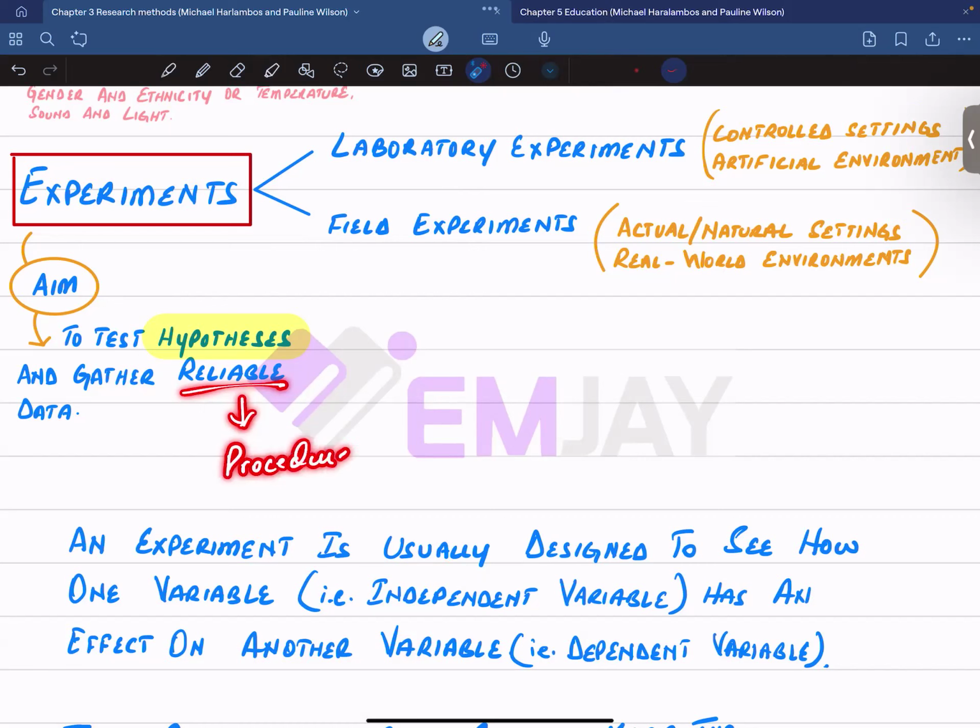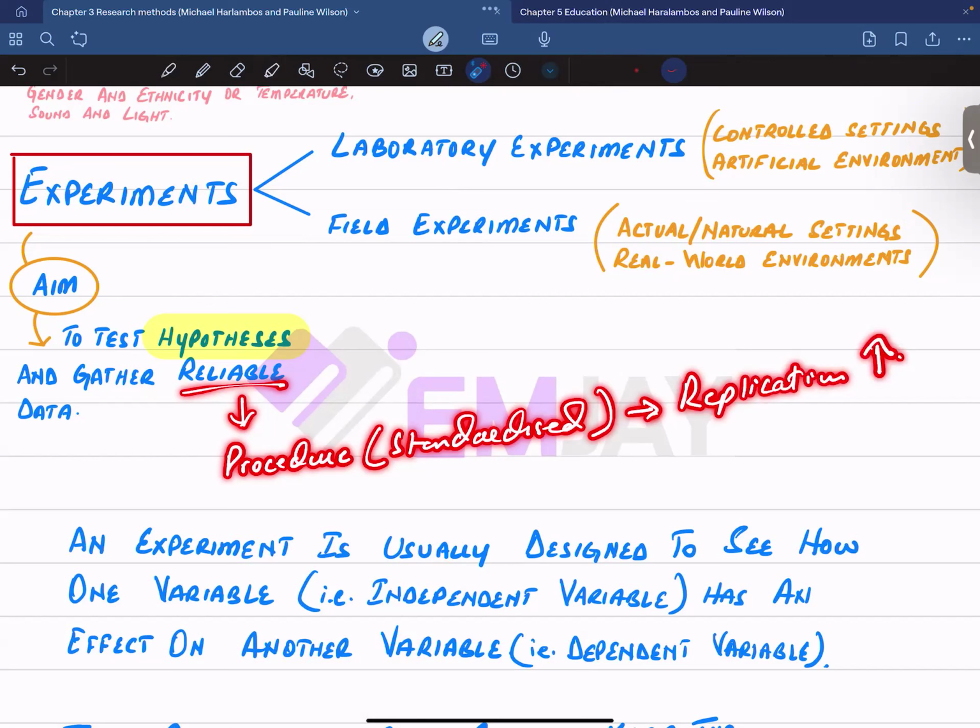Remember, if the procedure of a particular research is standardized, or if the procedure stays the same, the chances of replication of the research increase. Now, what does the word replication over here mean? Replication means conducting the research in exactly the same manner. So, standardized procedure leads to higher replication. Higher replication leads to higher chances of reliability.